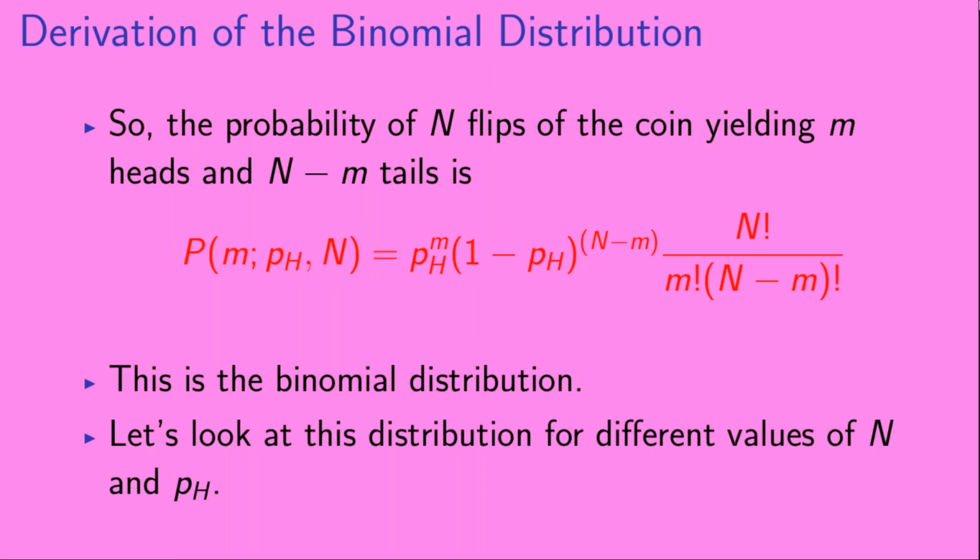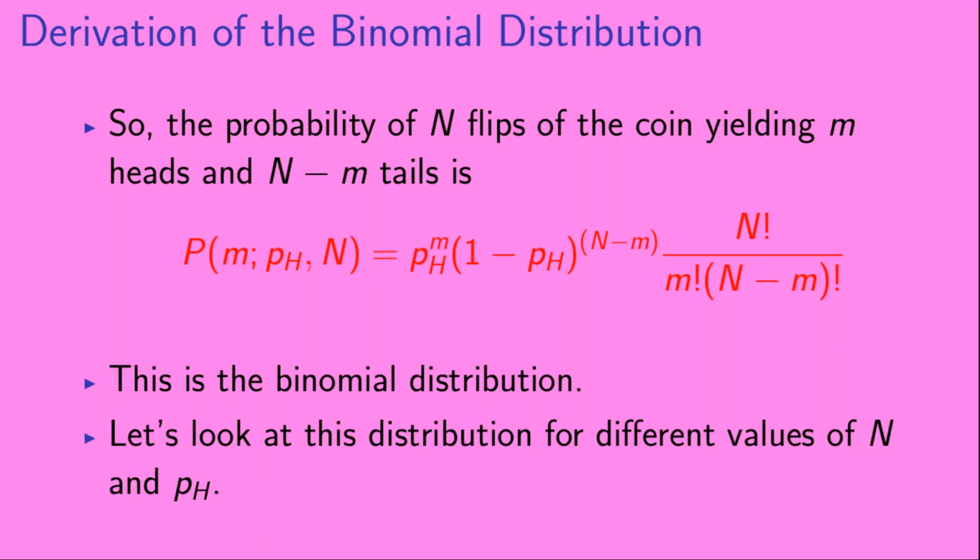So the probability of n flips of the coin yielding m heads and n minus m tails is something that we'll call P of m, which takes two parameters, pH and n, and that's equal to pH raised to the m power times 1 minus pH raised to the n minus m power multiplied by n factorial over m factorial times n minus m factorial. Now this expression is the binomial distribution.